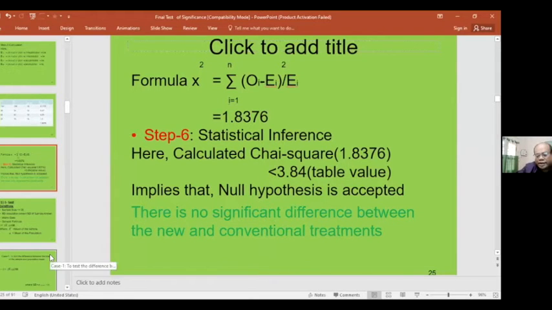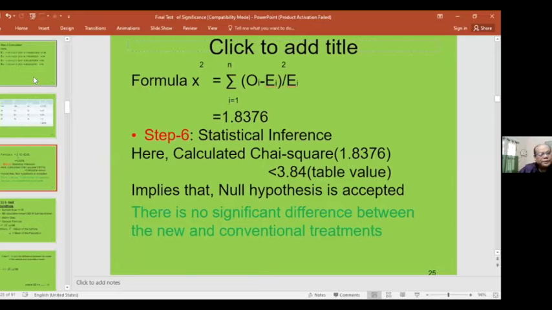So this is all about chi-square. Chi-square for one sample is called chi-square goodness of fit. Chi-square for two independent samples uses a contingency table. There your degree of freedom will be (rows minus 1) into (columns minus 1).